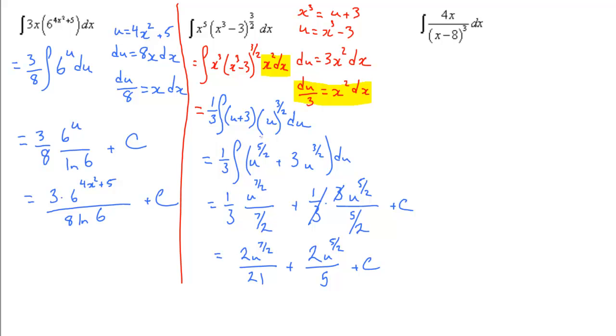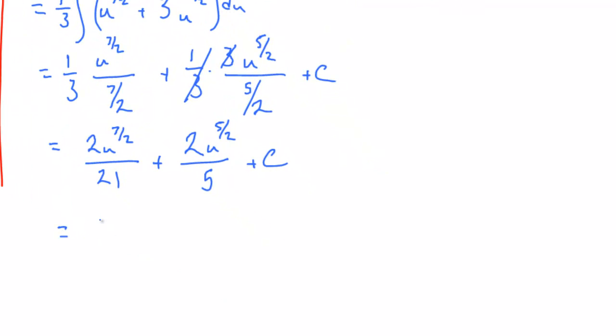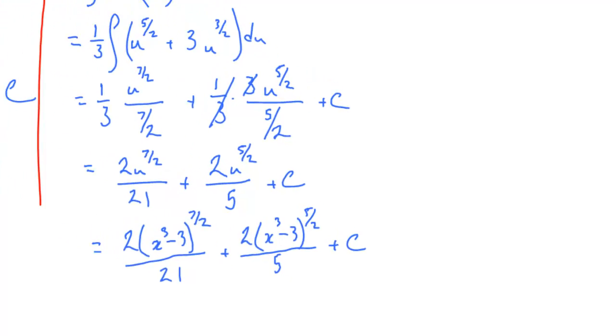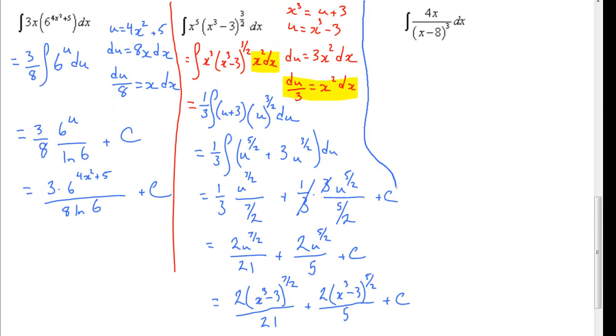Of course, our question doesn't have u, it has x. So 2 times x cubed minus 3 to the 7 over 2 all over 21, plus 2 times x cubed minus 3 to the 5 over 2 over 5 plus a constant. And so that's the final answer. A longer question, but using the exact same idea as the question before with that one extra step up here where we solved for the x cubed.